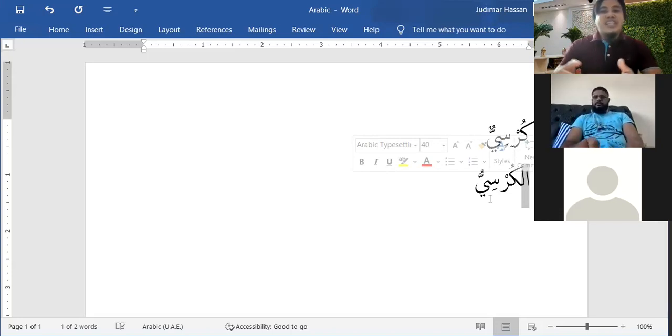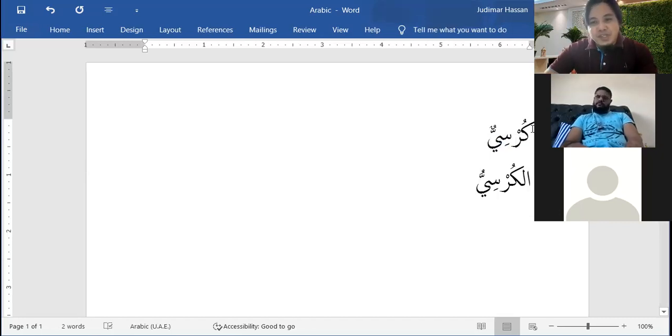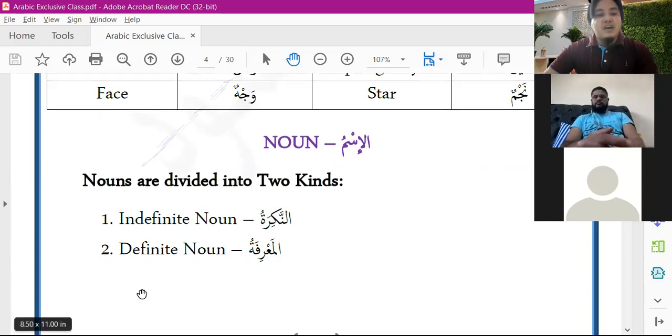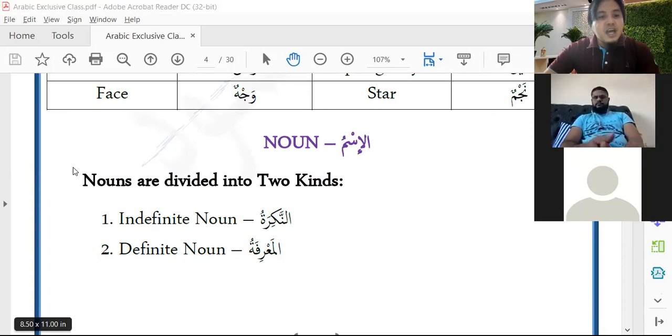Ana akhadtul kursiya. I got the chair. Al-kursiya, so maf'alun bihi. When we say ana akhadtu kursiyan, I took a chair, any chair, unspecified, I took it. So what do you call this, without alif lam and with alif lam? That is what we call an-nakira for the indefinite noun without alif lam, and al-ma'rifatu for the definite noun.